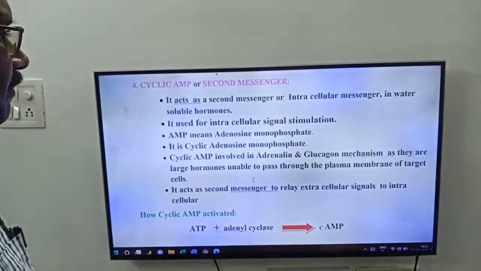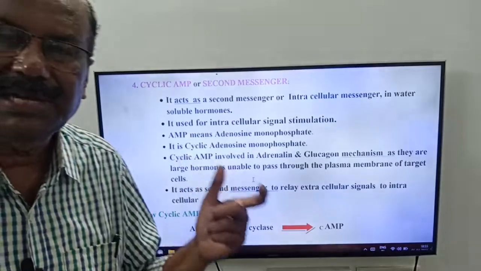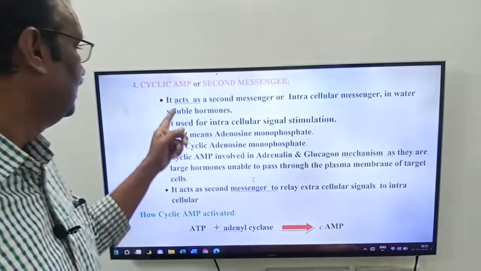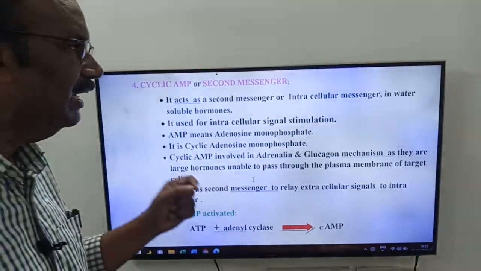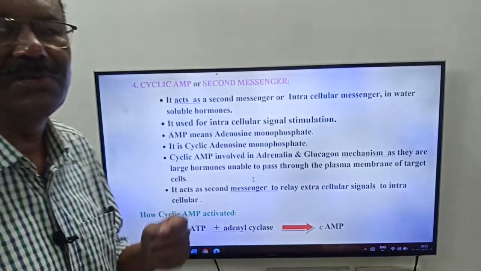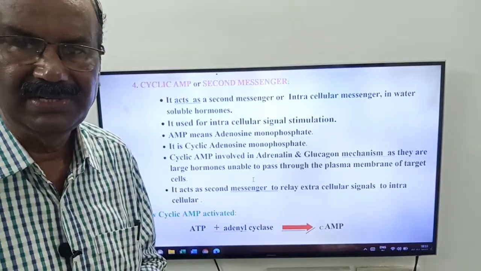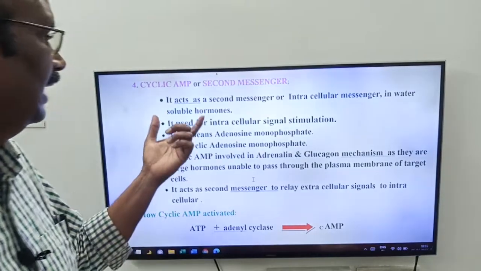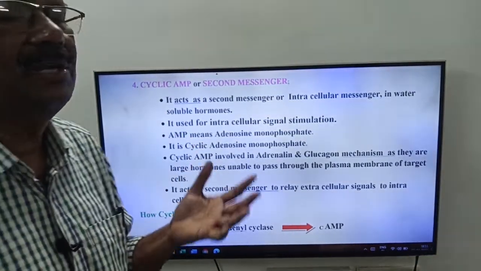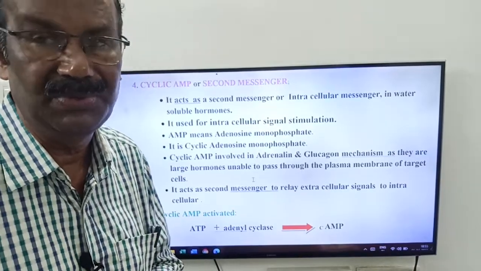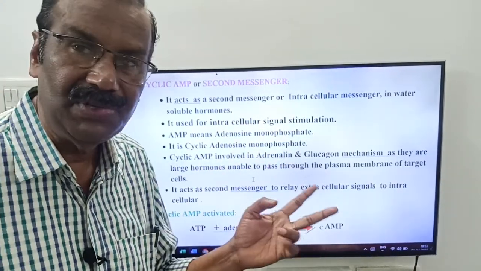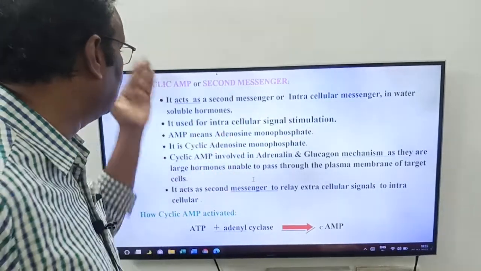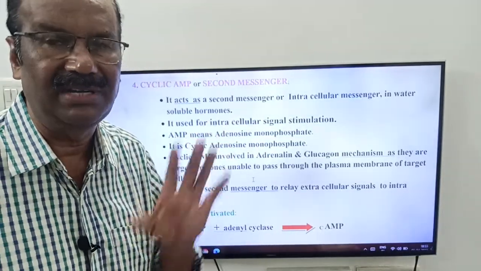See, friends, cyclic AMP is the second messenger. First messenger is the hormone, friends. Cyclic AMP acts as second messenger, or intracellular messenger, in water soluble hormones. Hormones are two types, friends, lipid soluble and water soluble. In water soluble hormones, this cyclic AMP acts as second messenger.